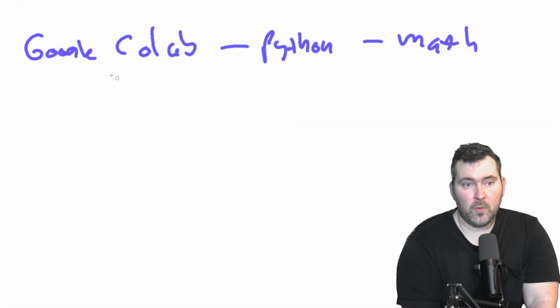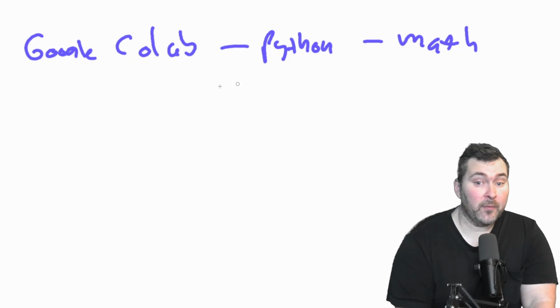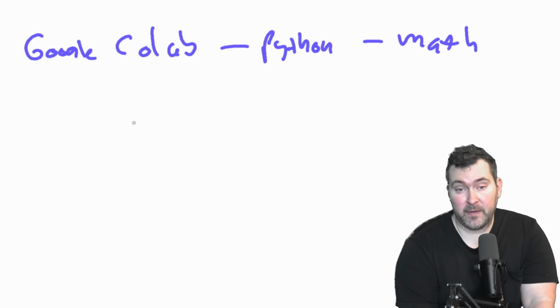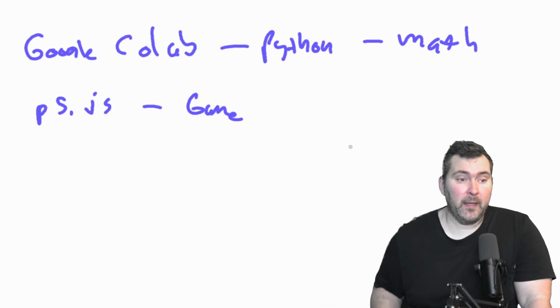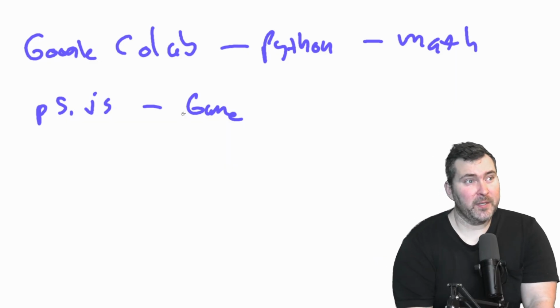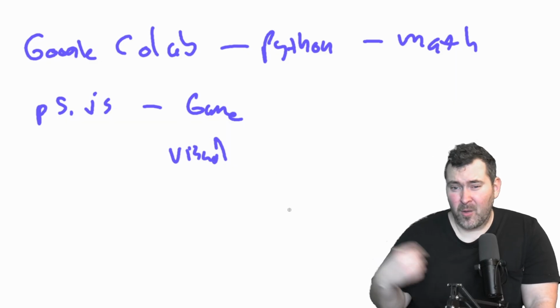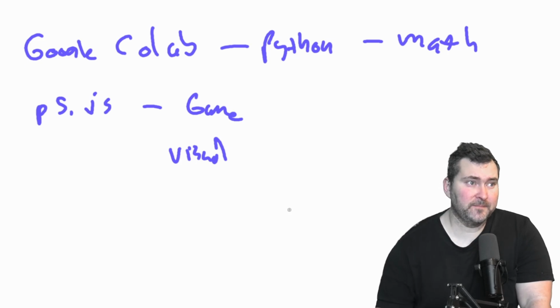Okay, so let's switch to another example then. We just used Google Colab for Python and we did some math with it. Now we're going to use something called P5.js, and we're going to try to make a small game. Before we make a game, we're going to start small. We're just going to do some kind of a visual. Now, what is P5.js? Let's take a look.